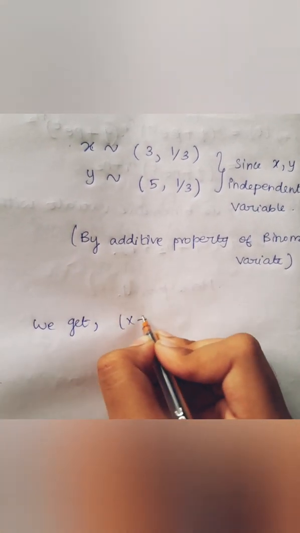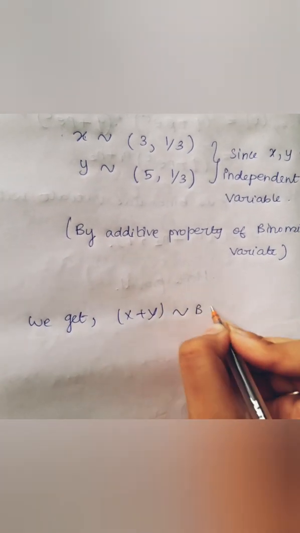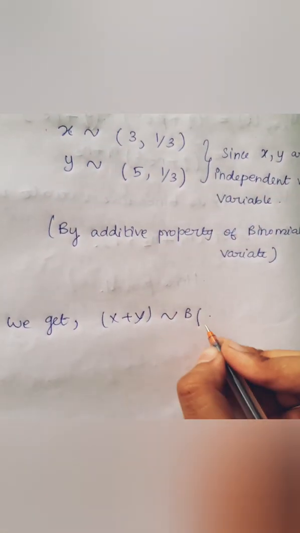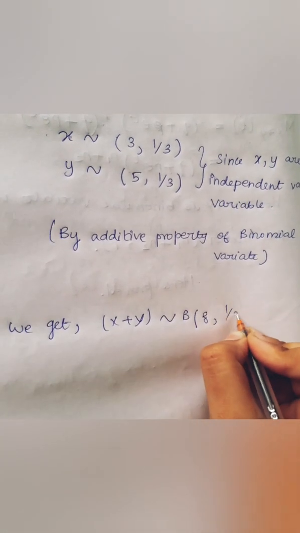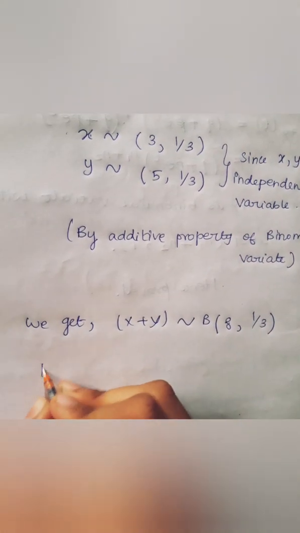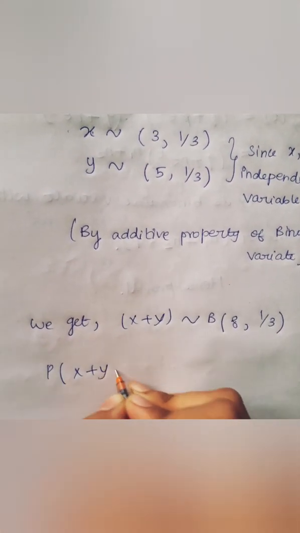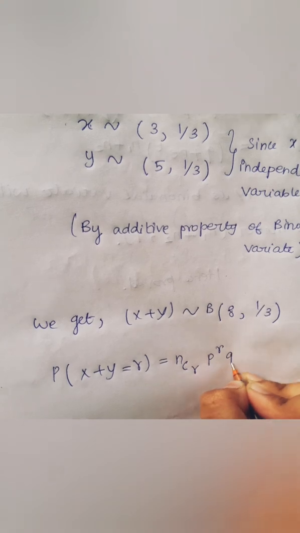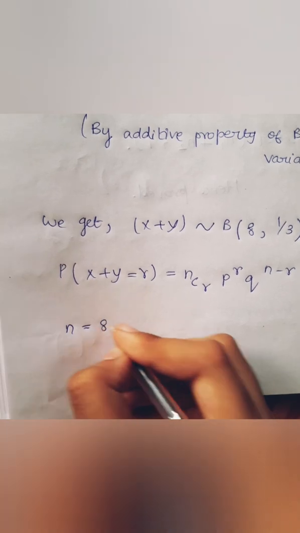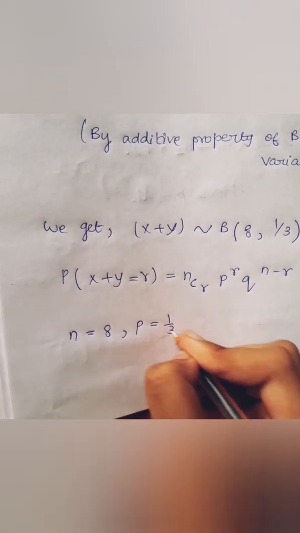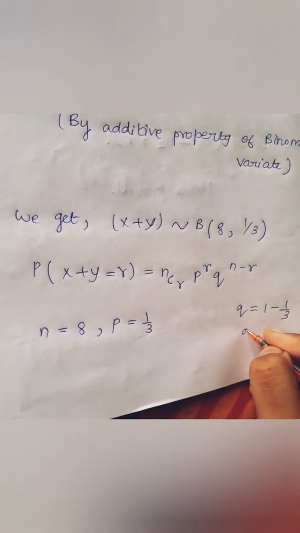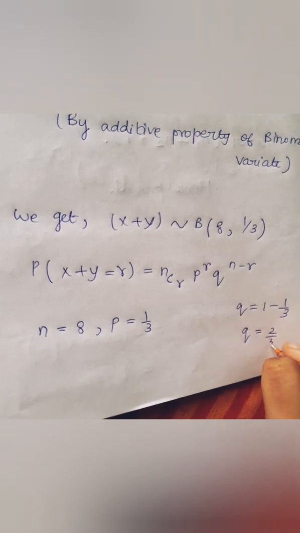So X plus Y means we have to add 3 plus 5. That becomes 8 comma 1 by 3. Then P of X plus Y is equal to r is equal to nCr p power r q power n minus r. So n is 8 here and p is 1 by 3. So we want q, so that q is equal to 1 minus p. We are substituting p as 1 by 3. Then q becomes 2 by 3.